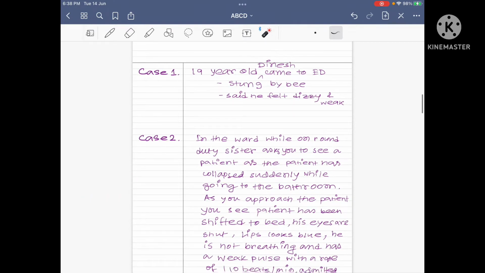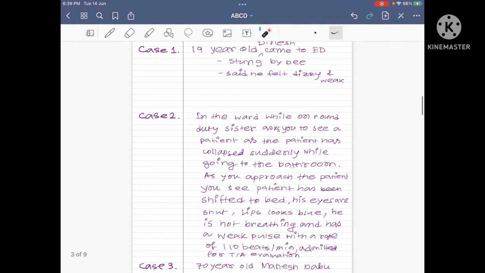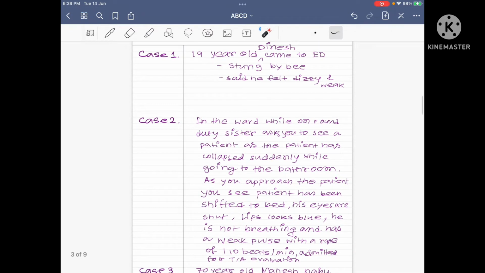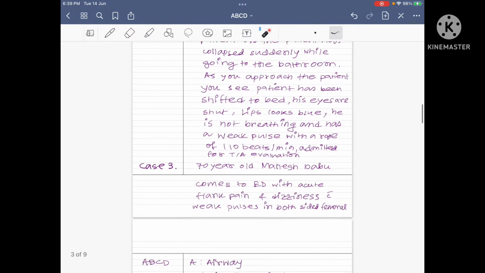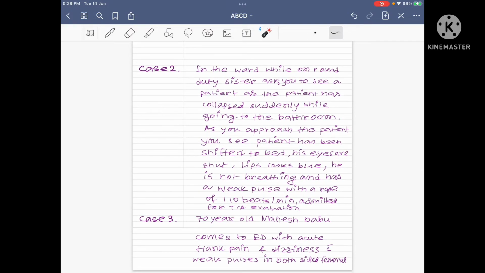So basically we are trying to do 3 cases in this video. Actually case 1 in this video and the other 2 cases in the next one. Case number 1 is a 19-year-old boy, Dinesh, who came to the emergency department. He was stung by bees. He was playing in the playground and naughtily threw a petal at a beehive and was stung by thousands of bees. He was taken to the hospital by his friends, and on arrival he said that he felt dizzy and weak.